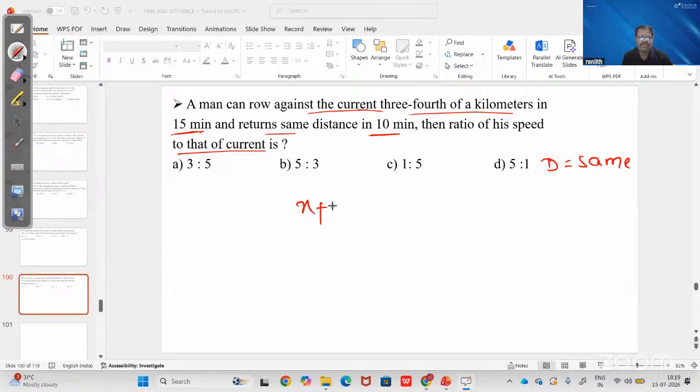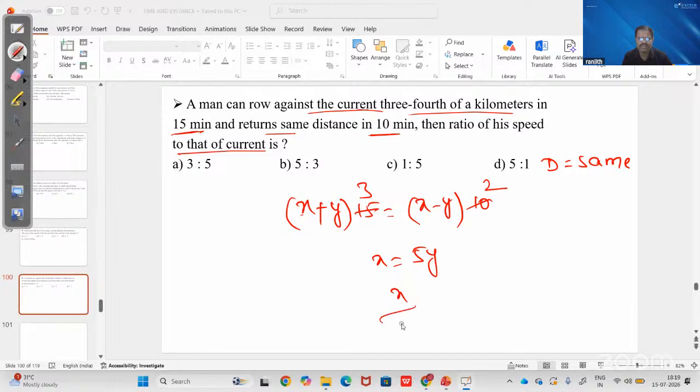So that will be equal to (x plus y) into 15, and (x minus y) into 10. 3 twos are 6... 15x minus 10x... So 3x and 2x give x, and 3y and 2y give 5y. Then x by y equals 5:1. So the ratio of x and y is 5:1.